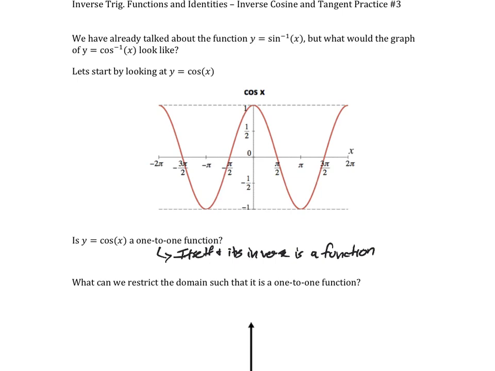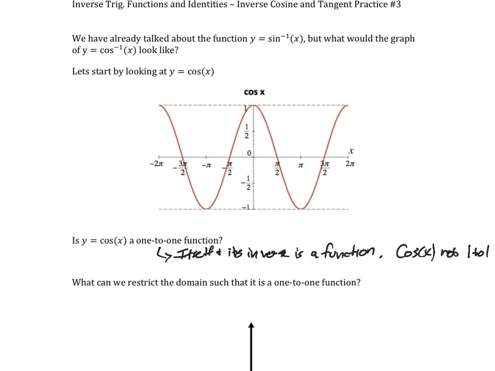So cosine of x is definitely not one-to-one. Okay, it's not one-to-one. So the question is, what can we do to regular cosine to make it a one-to-one function? And much like we restricted the domain of regular sine, if we restricted the domain in this case from negative pi over 2 to pi over 2, like we did for sine, it still would not be a one-to-one function. It would not pass the horizontal line test. Thus, its inverse would not be a function.